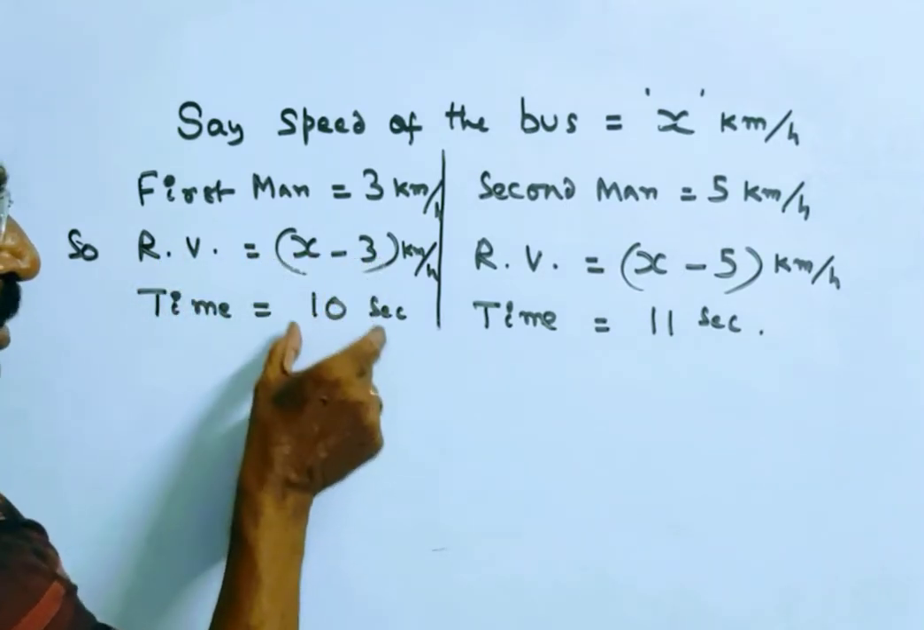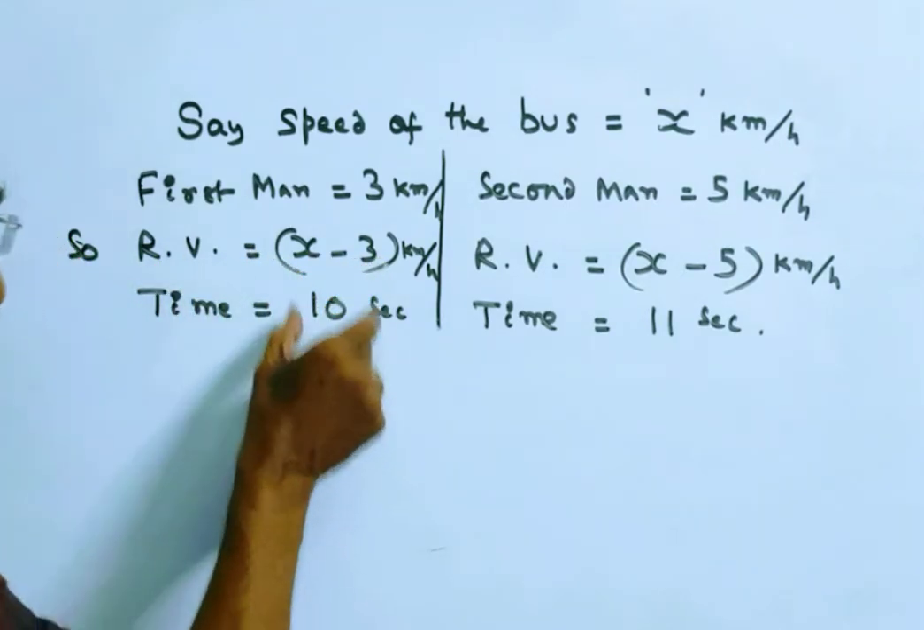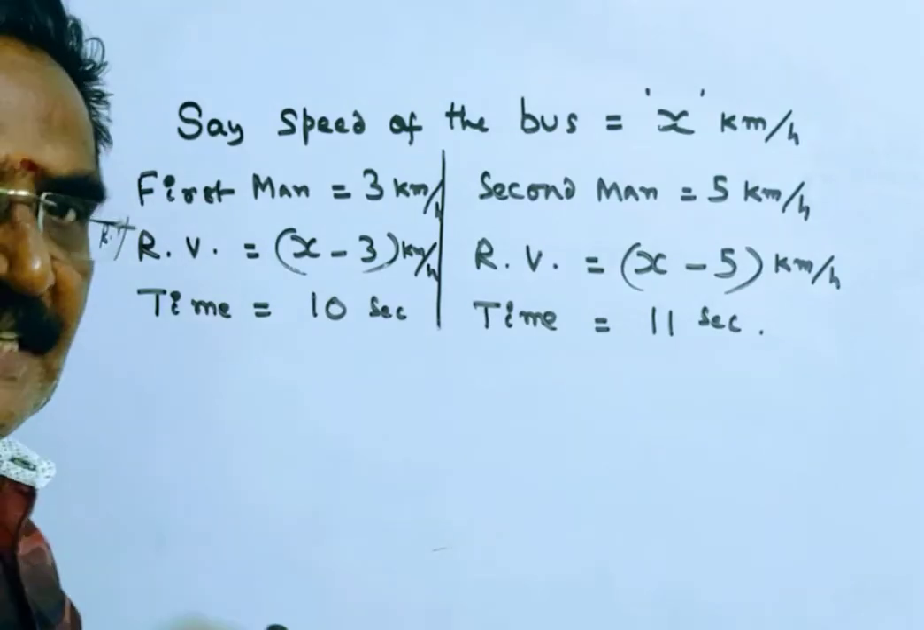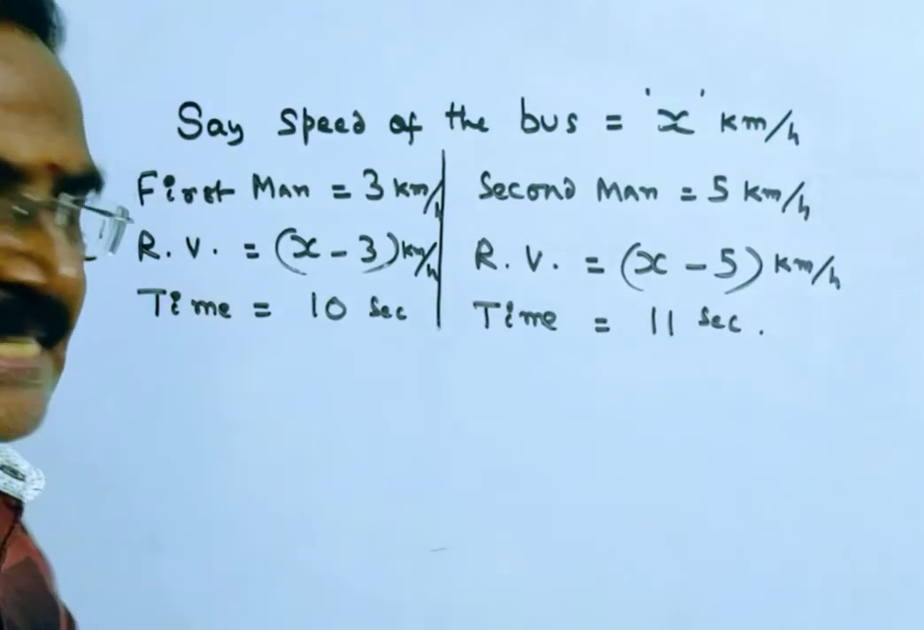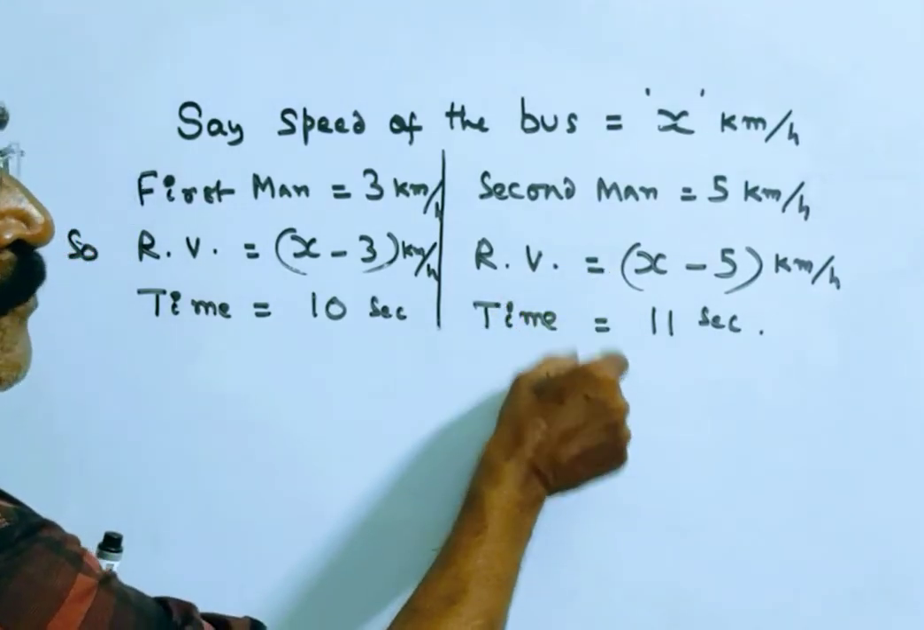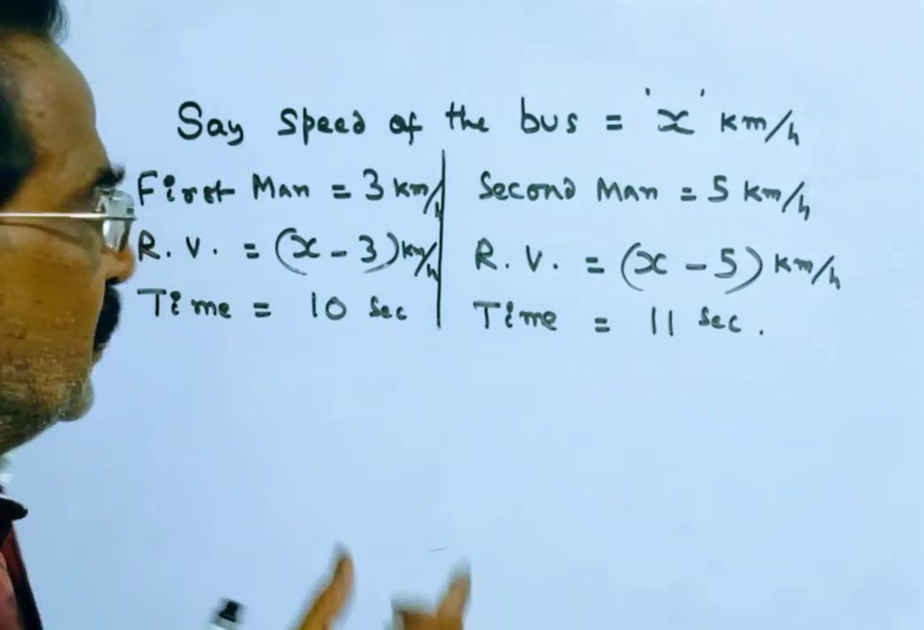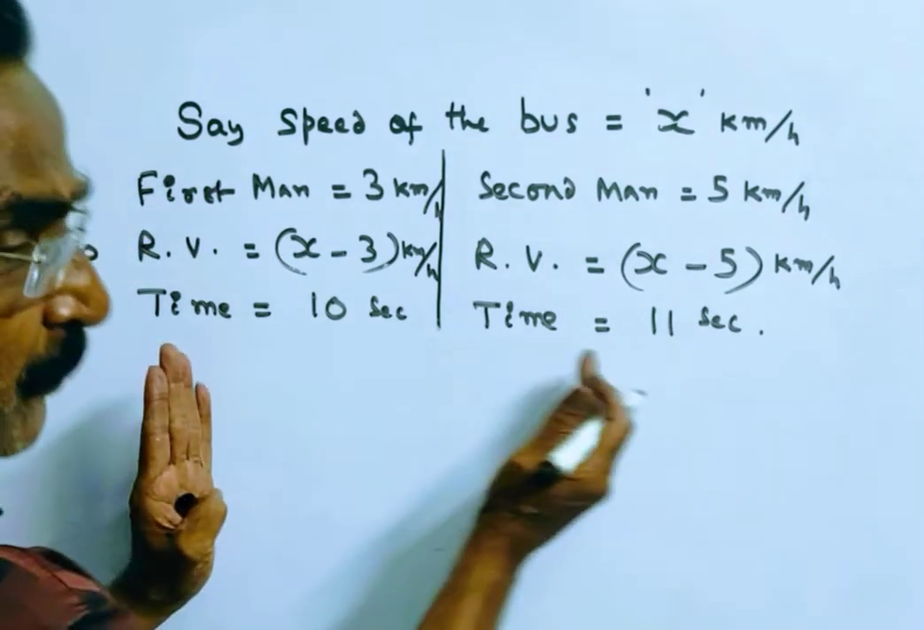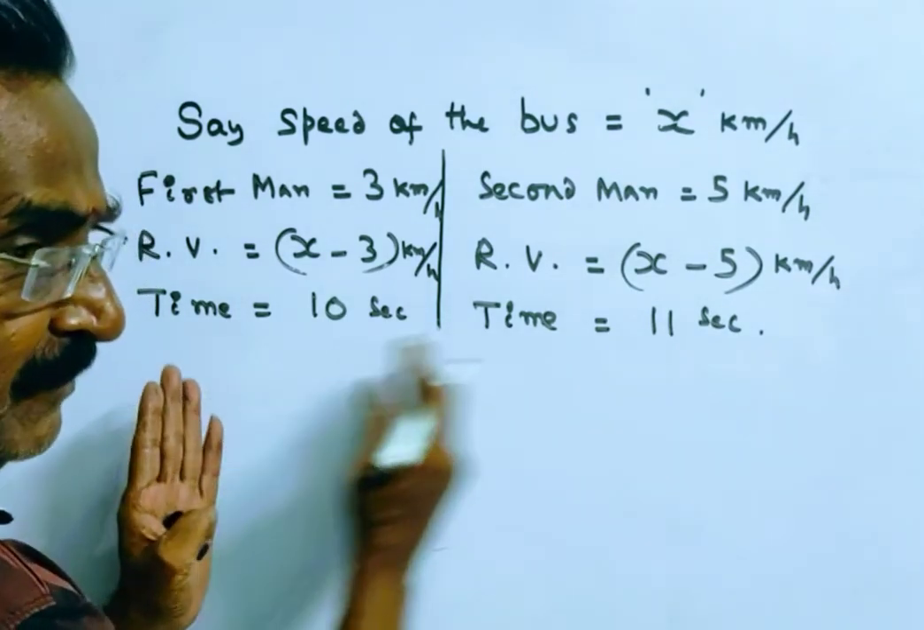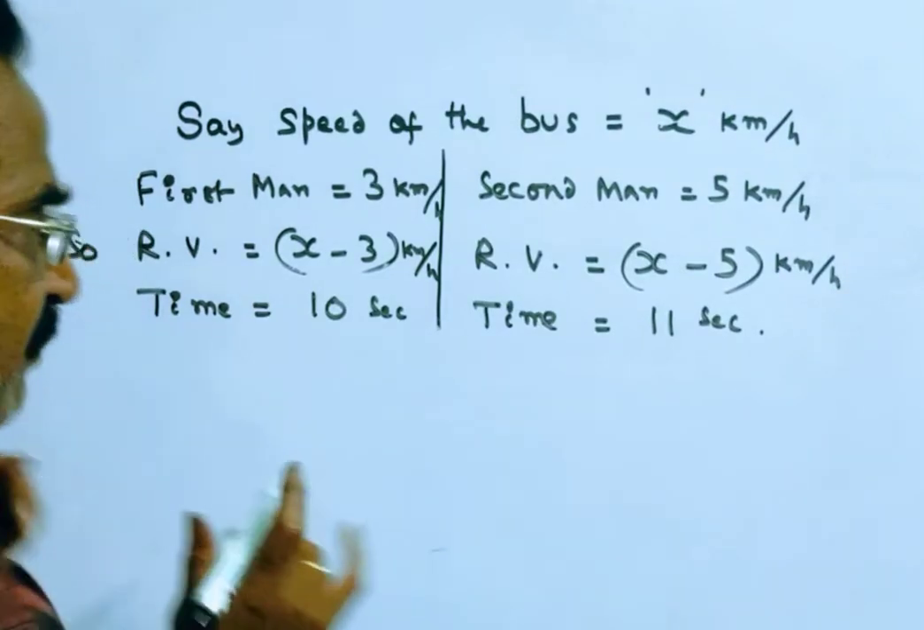By doing relative velocity into time, we get the distance. That means we get the length of the bus. In this case also, we get the length of the bus. So the length of the bus in both cases is equal, since it is the same bus.